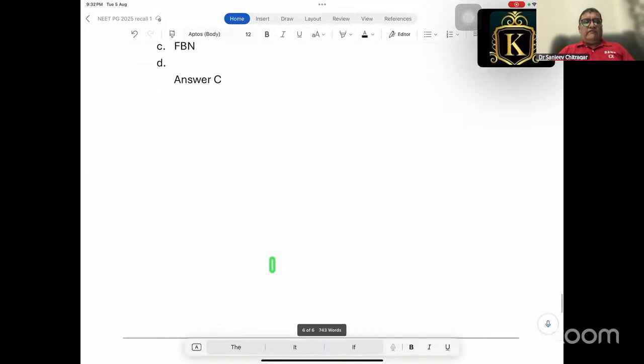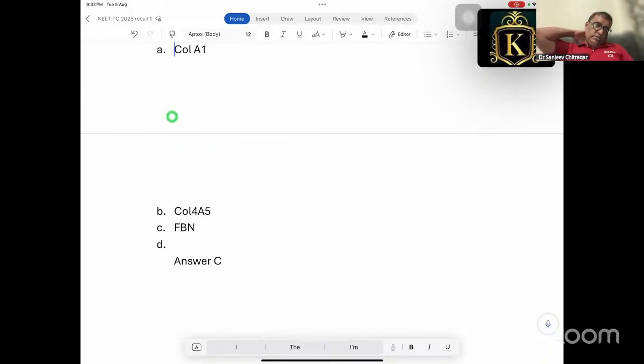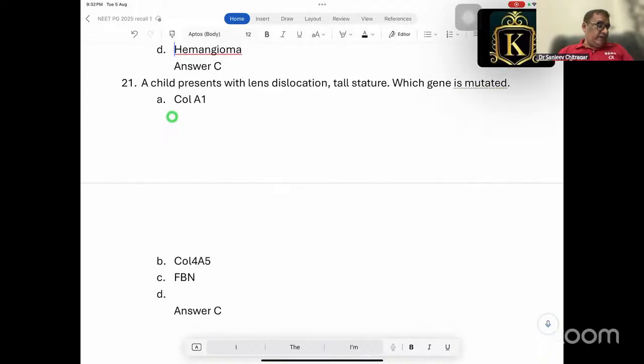If I missed any question, please tell me, guys. Did I miss anyone? Yes, collagen 1A abnormality. There can be collagen 1 abnormality in Ehlers-Danlos syndrome, and even osteogenesis imperfecta. Yes, correct. Okay.